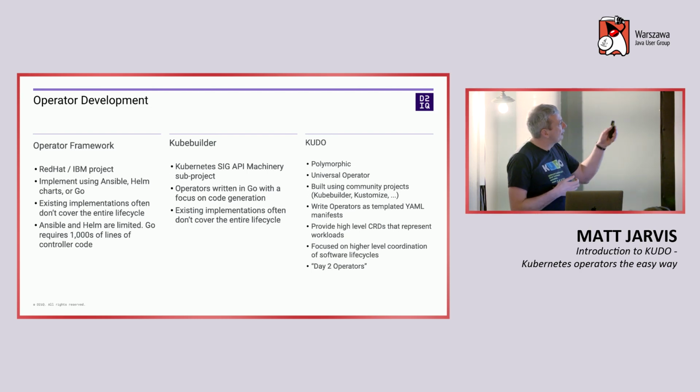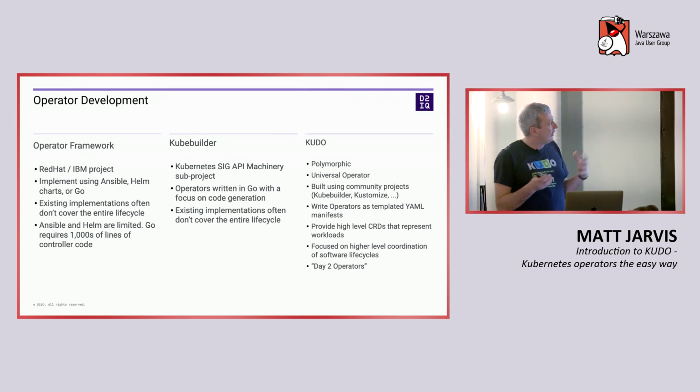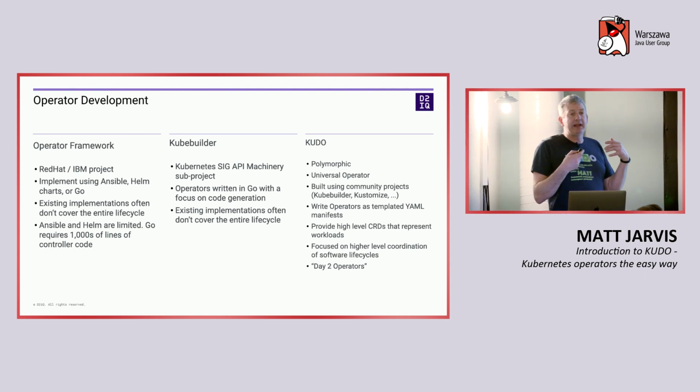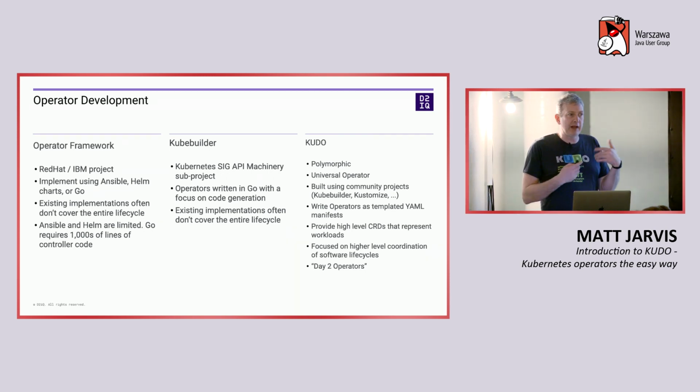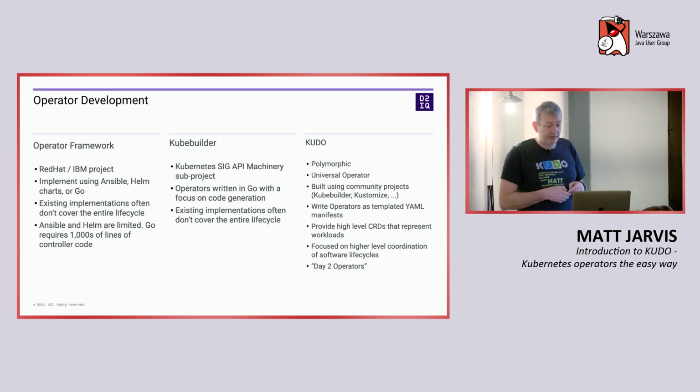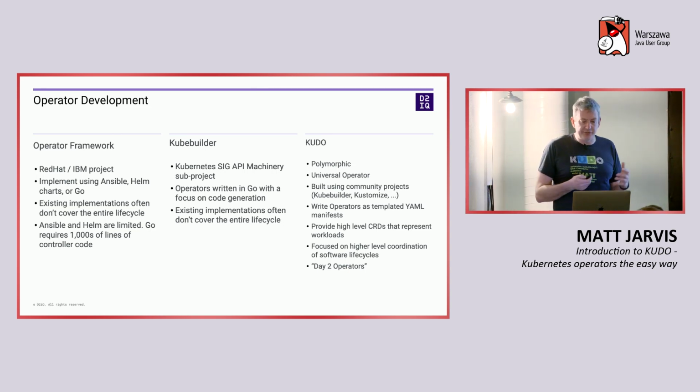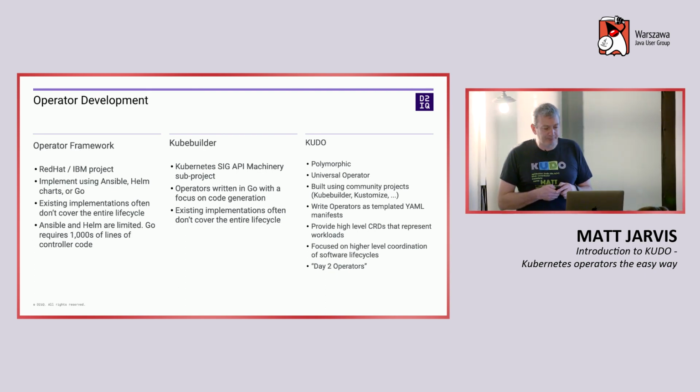So in comparison to those other ways of building operators, KUDO is polymorphic. So we don't build a separate operator for every application. KUDO can basically become an operator for that application given the right configuration. And you don't need to have very deep knowledge of Kubernetes or really write any code. Just by defining lifecycle phases and actions within YAML, we can orchestrate applications using the built-in custom resource definitions which KUDO provides.